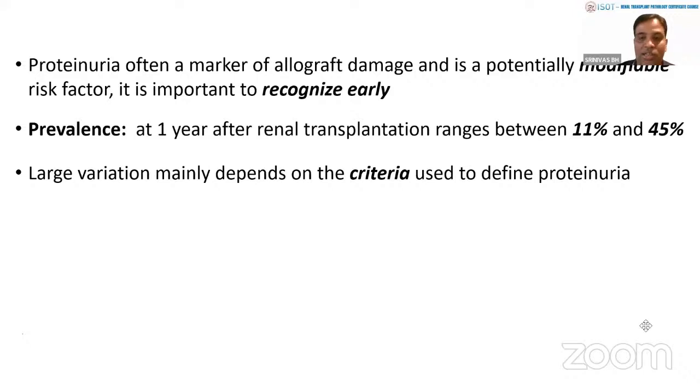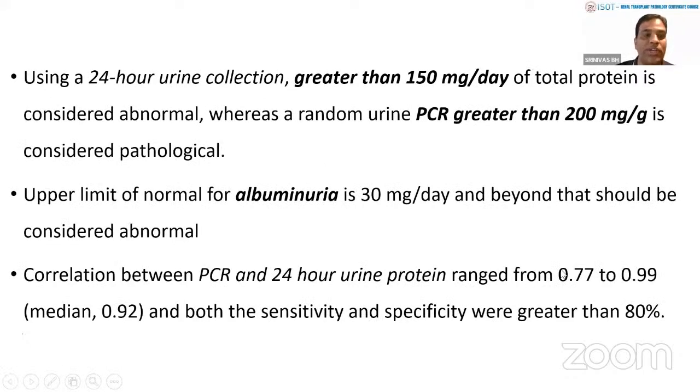To address this, I'll tell briefly about how we are measuring proteinuria and what types of proteinuria usually occur in the kidney and kidney transplant. Usually we can measure proteinuria by three main methods. Either it can be a 24-hour urine collection, which is a good method but sometimes not really feasible. The other method is measuring the albuminuria. The third method is the protein creatinine ratio. Using the 24-hour urinary protein collection, greater than 150 milligrams per day is considered abnormal.